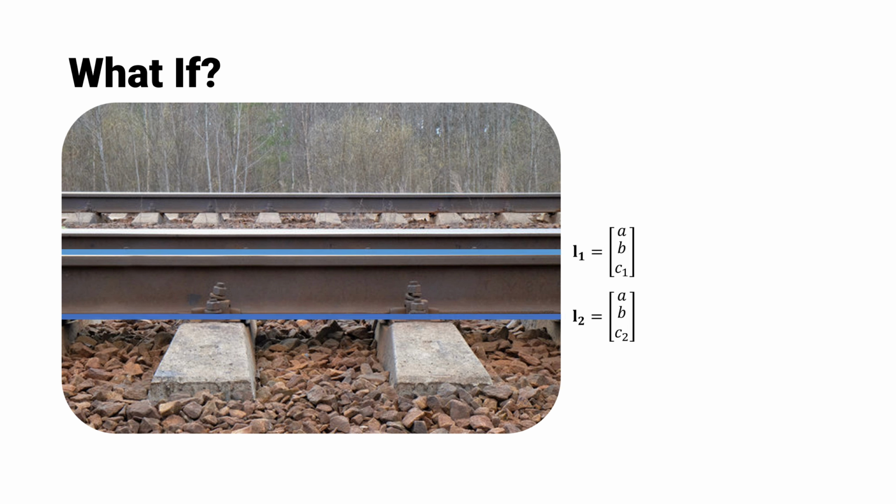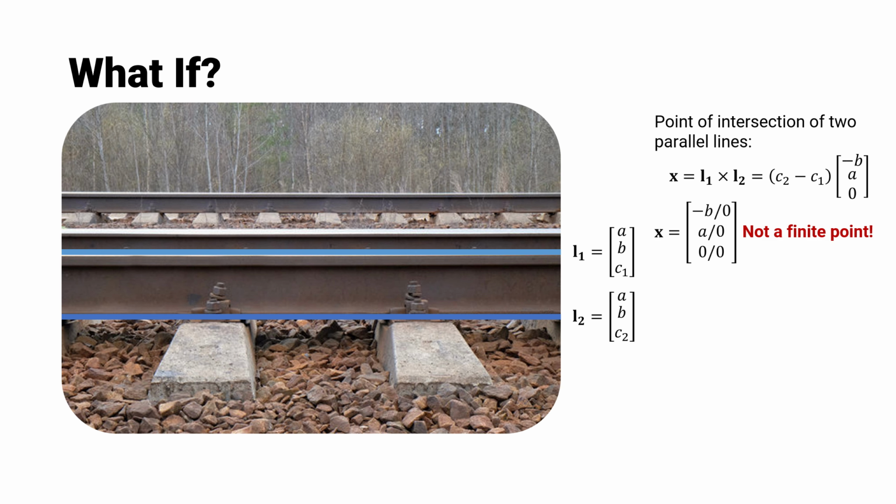So you have two sets of parallel lines. Let's call them ABC1 and ABC2. Because they are parallel, they will share the first two coefficients. The point of intersection of these two parallel lines would essentially look like this. And you see that the last element is 0. Remember that we generally normalize because it's homogeneous coordinates. The last one has to be 1, so we divide by the last number. But the problem is, because it's 0, when you divide, the point is not finite anymore.